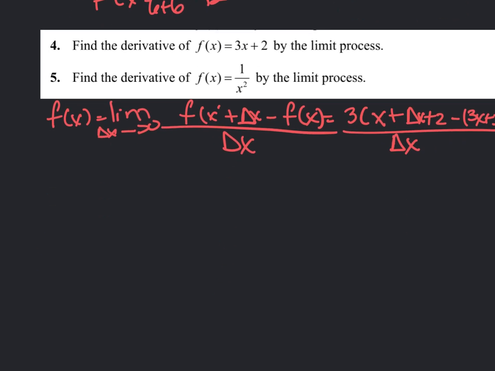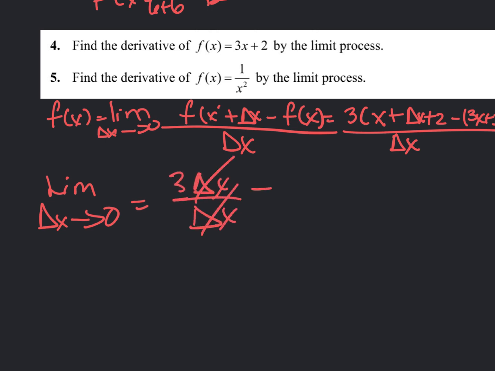So as we continue on, the limit as delta x goes to 0 will equal 3 delta x over delta x, which cancels out, and will be equal to 3. So that will be the derivative. Let's move on to number 5, which is find the derivative of f of x equals 1 over x squared by the limit process. Basically the same thing.